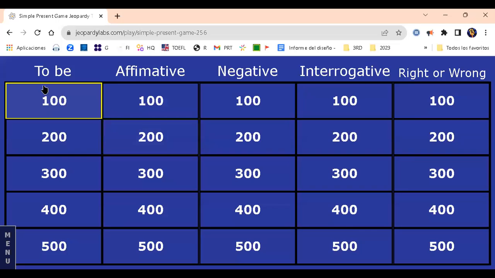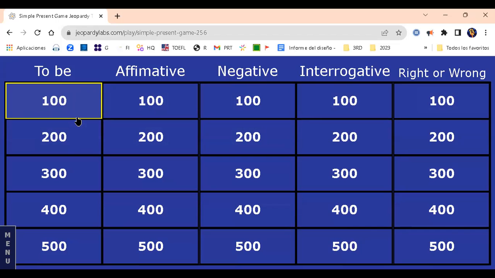Y acá lo que vamos a hacer: tenemos oraciones con el verbo to be. Tenemos oraciones afirmativas, negative, interrogative, and right or wrong. Entonces tenemos esos tres tipos de preguntas. Y verbo to be, oraciones afirmativas, presente simple, negativas, preguntas, y preguntas de verdadero y falso.